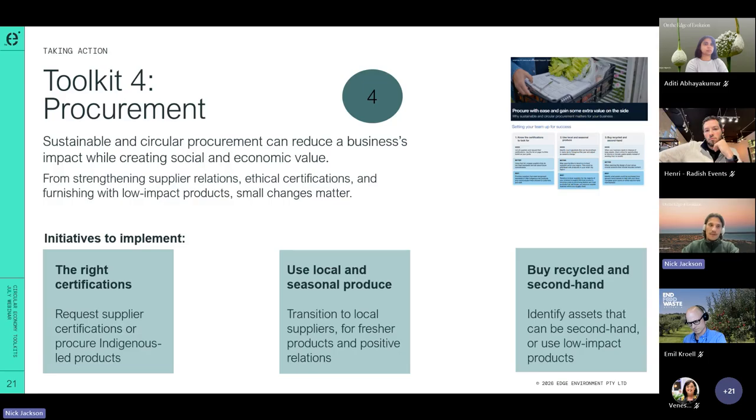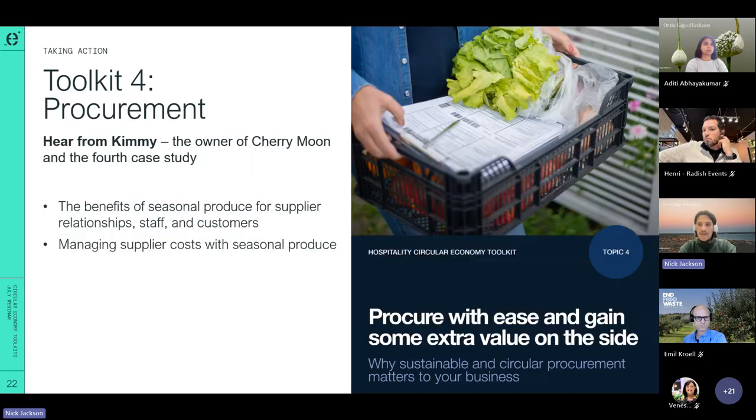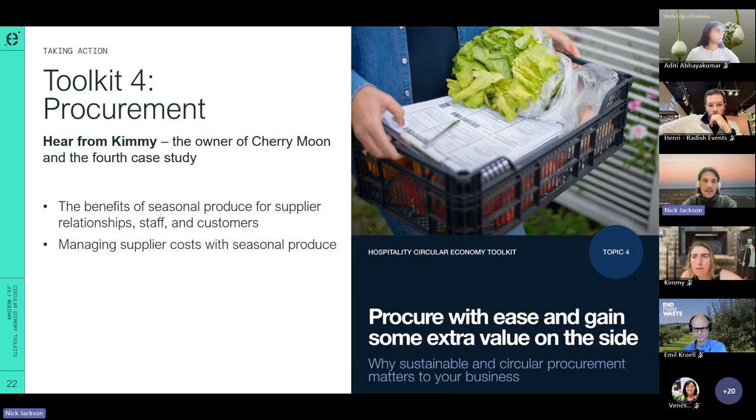Now, getting to the fourth toolkit, you've probably heard enough of my voice, so I'm going to pass you over to Kimmy, who I believe is here on the call. She's the owner of Cherry Moon Cafe and is part of the fourth case study. So I'd like to introduce Kimmy to speak a little bit about her use of seasonal produce for suppliers and how she manages seasonal supply costs as well. Thanks, Kimmy. Are you on the call?